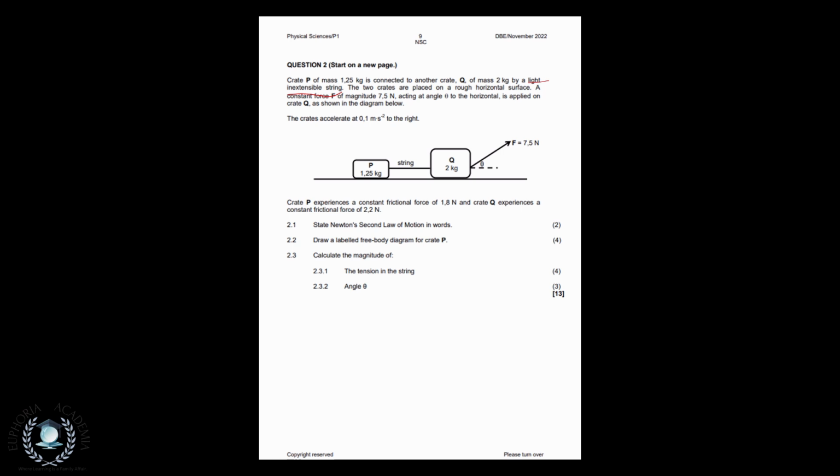The two crates are placed on a rough horizontal surface, meaning we have friction, a constant force F of magnitude 7.5 newtons acting at an angle of theta to the horizontal. Probably are going to be asked what is theta, and then is applied on the crate Q as shown in the diagram. The crates accelerate at that acceleration to the right, and this seems pretty simple. And this question starts from 2.1 and ends at 2.3.2. Right.